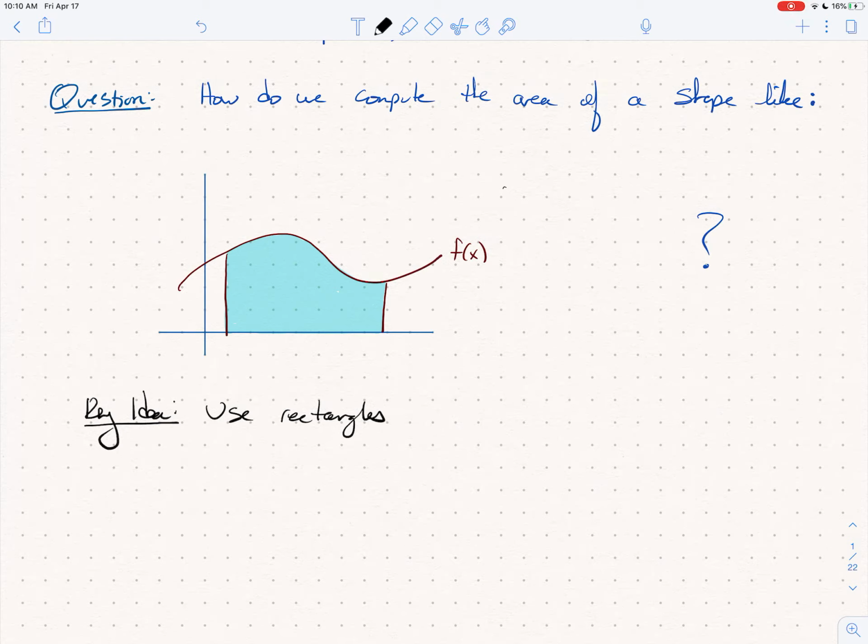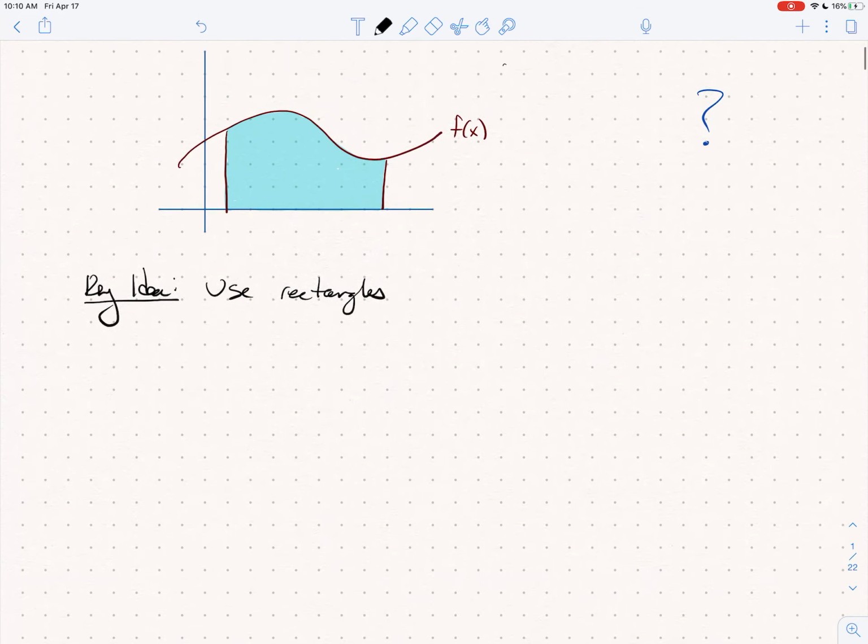But if you recall, in Chapter 1 we were studying limits. I said that really calculus is limits. That's exactly what it is. It's studying the limits of different things as they tend towards infinity. So let's see how we can use limits and rectangles to get our hands on the area.